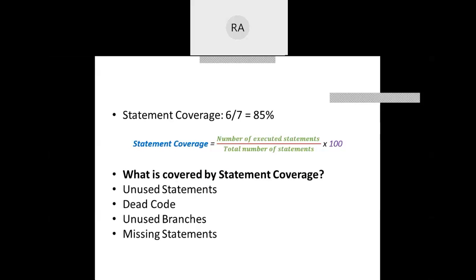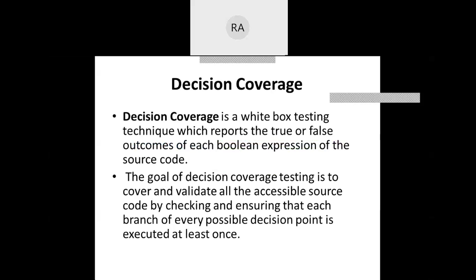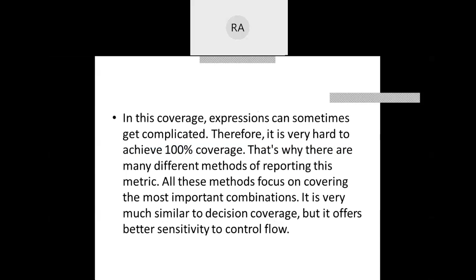After that, we have looked into decision coverage, which basically reports the true or false outcome of a particular Boolean expression of the source code. It basically checks the outcome, whether it is true or false. It is dedicated to checking the outcome of a particular Boolean expression. It is very difficult to achieve 100% coverage over here, so we have various different methods for reporting this.